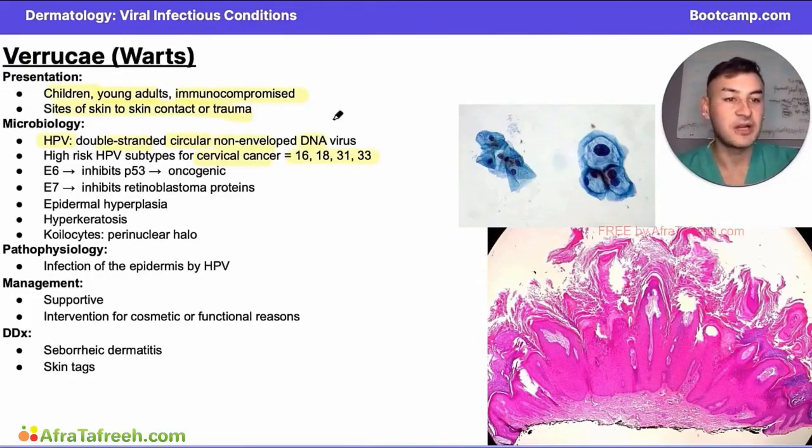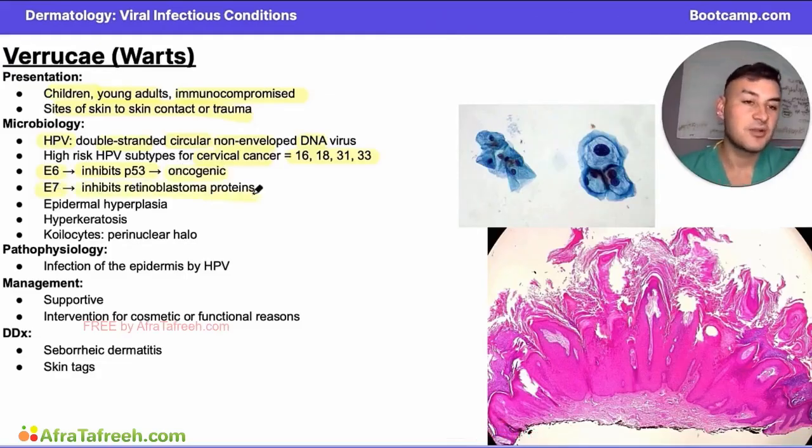Now, these oncogenic forms, the reason why this happens is because the HPV virus makes something called E6. It is a protein, and it's going to inhibit p53, which we know is a protective mechanism against cellular division, which leads to oncogenic activities. There's also a protein called E7, which is going to inhibit RB, which is also an anti-cancer molecule.